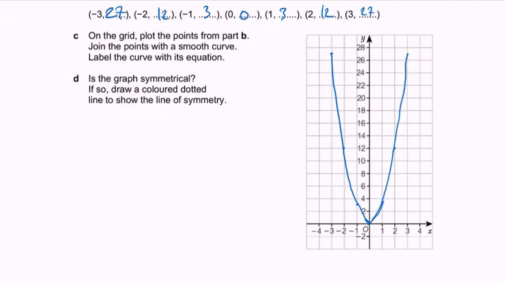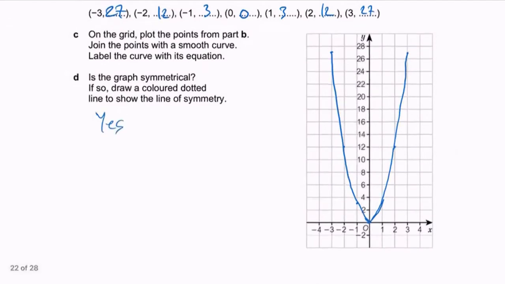Is the graph symmetrical? Yes, sure, symmetrical. If so, draw a colored dotted line to show the line of symmetry. Where is my line of symmetry? Of course it won't show here. My line of symmetry is this one. It is the y-axis itself.